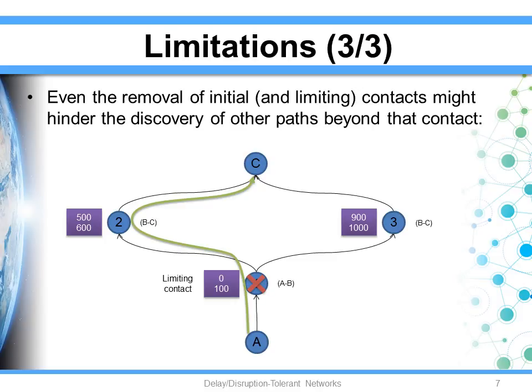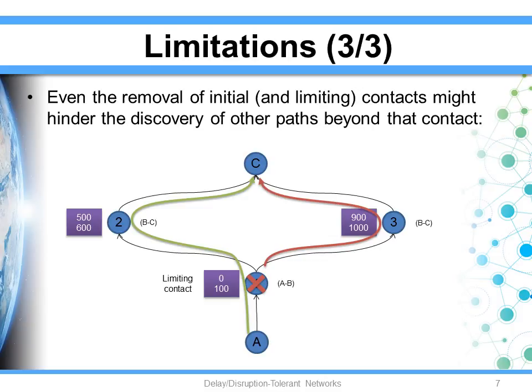There is no anchoring here, no need for anchor. So we remove this contact, and then there is a second route that's still not being found. The anchor concept here is not necessary because the initial contact of the path is no longer the limiting contact. So no anchoring can be applied in this scheme.